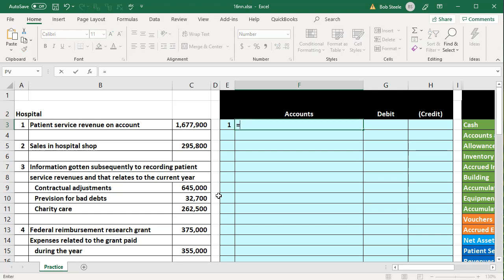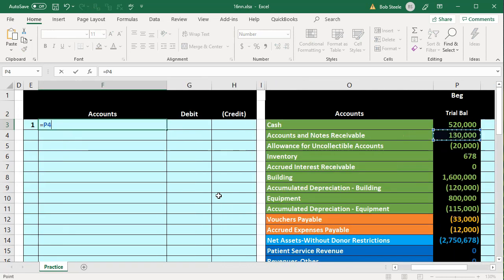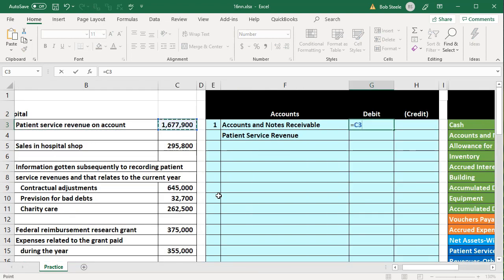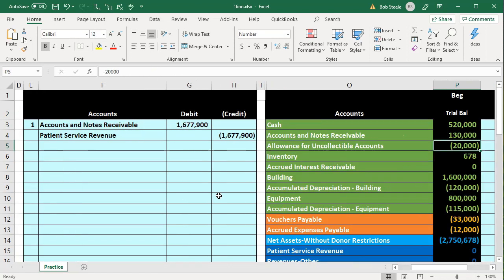So we're going to say the accounts and notes receivable is what we have on the receivable side of things. And then the credit's going to go to our revenue type of account for our hospital, the patient service revenue. Credit to patient service revenue, the amount being equal to that $1,677,900. That's going to be the debit and that's going to be the credit. There is our journal entry.